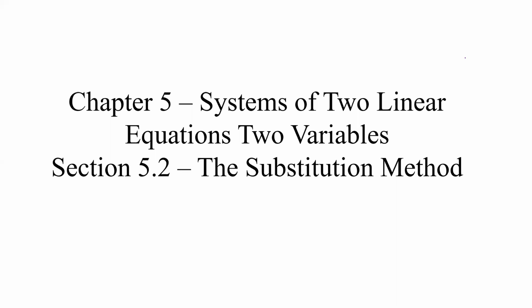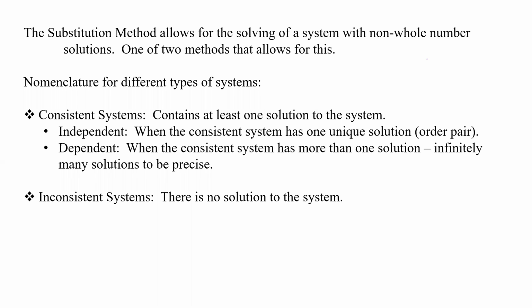All right, welcome to Chapter 5 on systems of two linear equations in two variables. So this is section 5.2 on the substitution method for solving systems of equations. The substitution method allows for solving a system with non-whole number solutions, and it's one of two methods that allows for this. Now, the nomenclature for different types of systems.